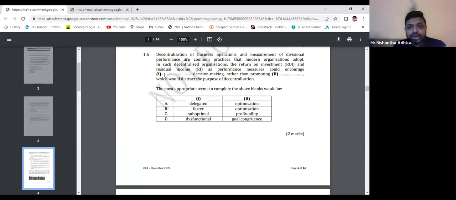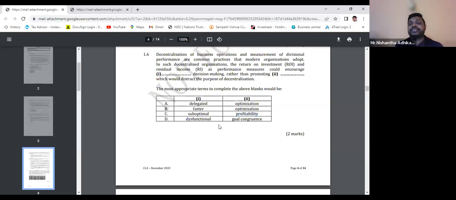Okay, number one, if you take A, delegated, would we encourage delegated decision making rather than promoting optimization? That is wrong. Not delegated. Fast decision making and optimization? No, it won't be optimization. Sometimes a suboptimal decision might be taken. It won't promote optimized decision. Suboptimal and profitability. As a performance measure, it could encourage suboptimal decision making rather than promoting profitable decision making. If it is suboptimal, then it is not profitable.